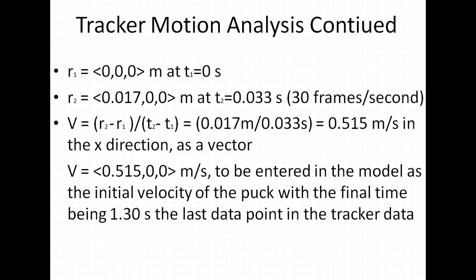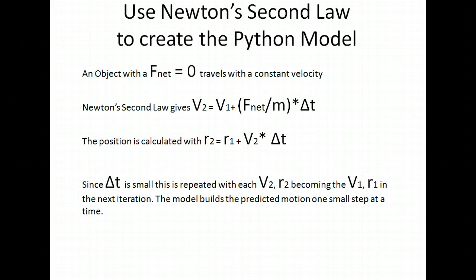The initial values for the Python model, taken from the Tracker analysis, are shown on this screenshot. The velocity initially was 0.515 meters per second. Newton's second law says that F net is equal to 0, the sum of all the forces as vectors adds to 0.